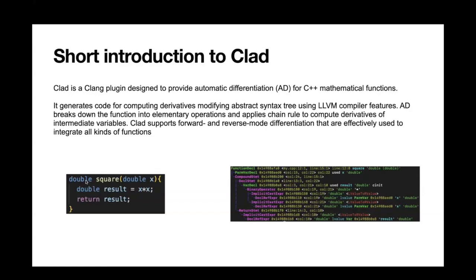So we have a square function, which is just basically a function that represents x squared. And we can see that every operation is somehow in a syntax tree, so we can use it to somehow create a derivative of that particular code.